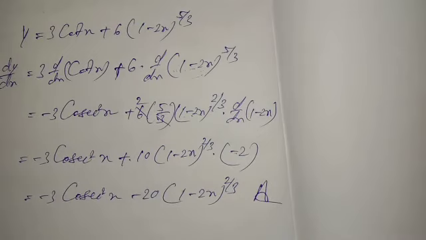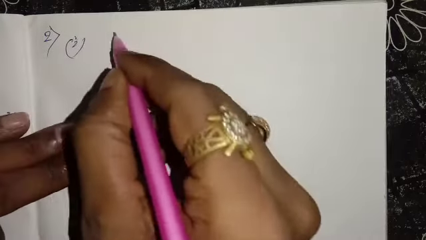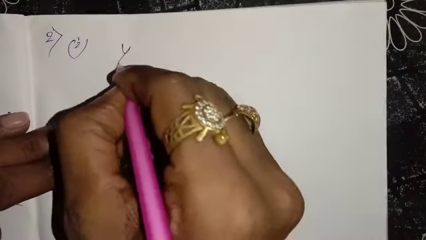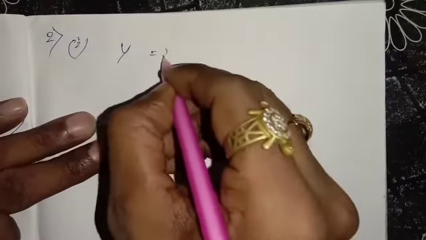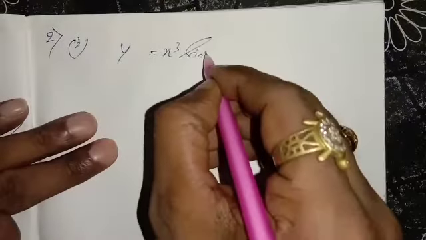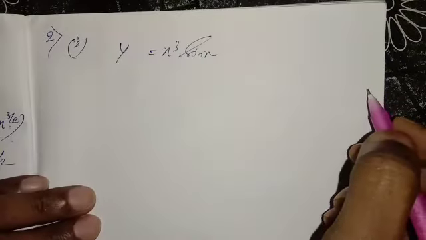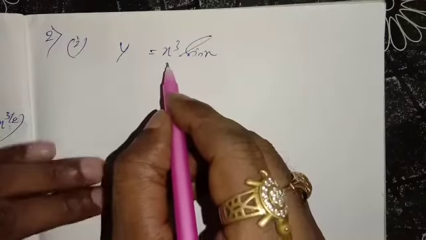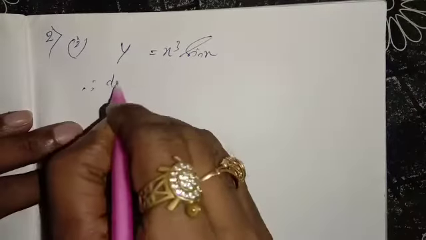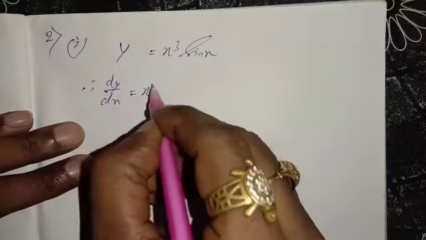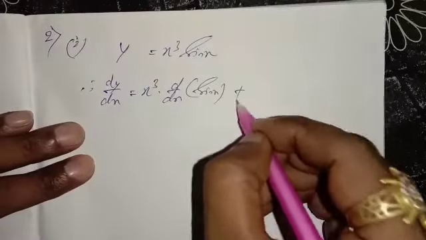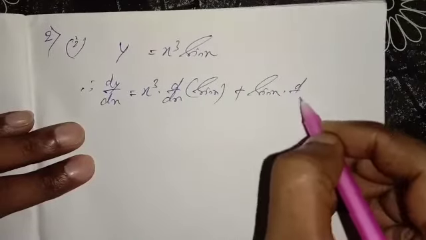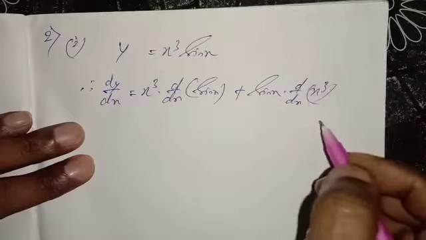Let us go to question number 2, first part. It is given y is equal to x cube sin x. That means here you have to apply the product rule. First function x cube, second function sin x. So as per the rule, dy/dx will be the first function into the derivative of the second function, that is sin x, plus the second function into the derivative of the first one.